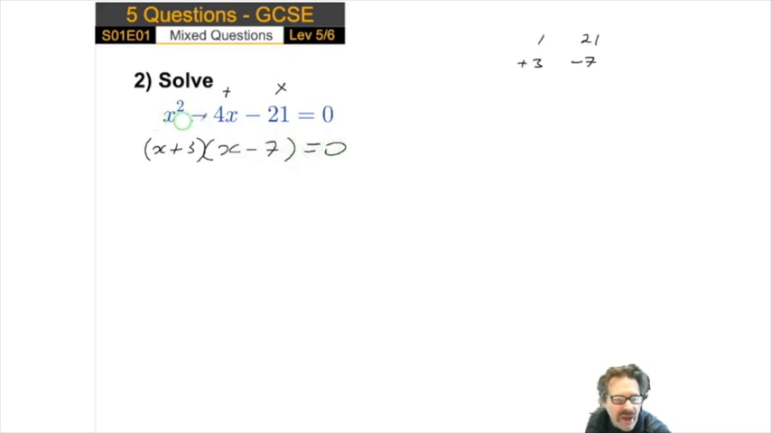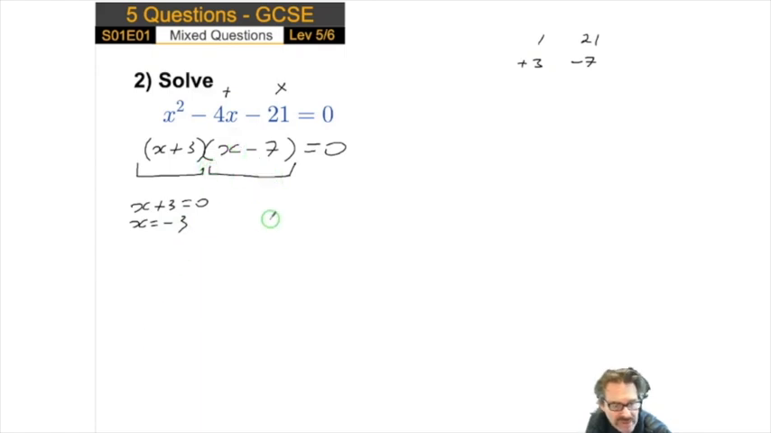Okay, so I factorized this to get this. Now, why have I factorized it? I factorized it because if this times this is 0, then either this is going to equal 0 or this is going to equal 0. So if this equals 0, then x plus 3 equals 0. So x equals minus 3.